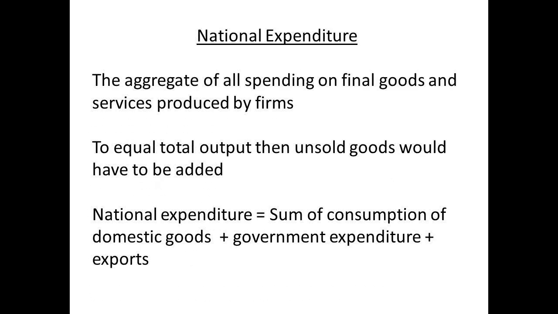Now consider national expenditure, which is the spending on all goods and services produced by firms. In this case, expenditure is by domestic consumers, by the government, and by means of exports. As it stands, this would not be equal to national product because there will be unsold goods. To be equal to national product, you would need to add in the value of the unsold goods. As with national product, there is a need to avoid double counting. Only spending on final goods and services should be included.